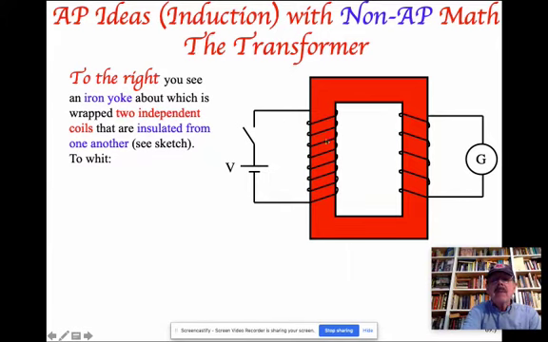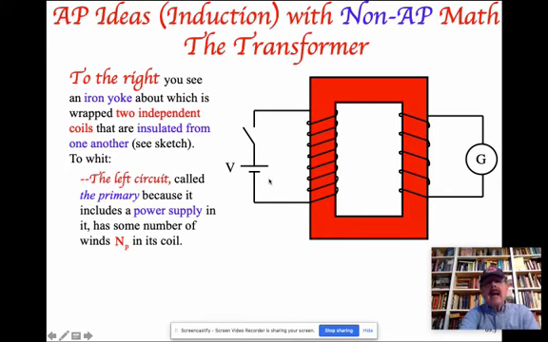You have a primary coil, you have a secondary coil, and then you have a linkage between the two. They're insulated from one another, but there's a linkage between the two in the form of a piece of iron. And when it's in this configuration, this piece of iron is called a yoke.